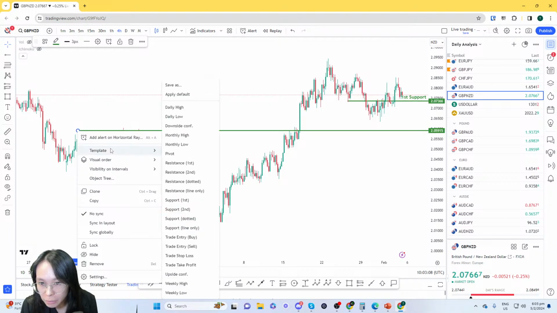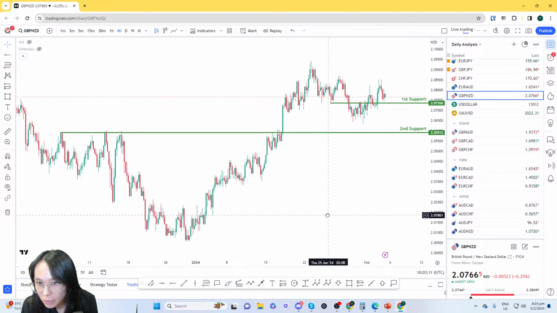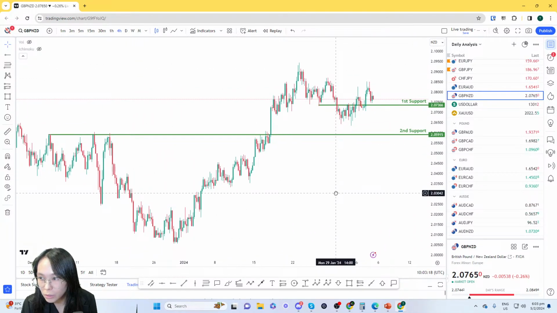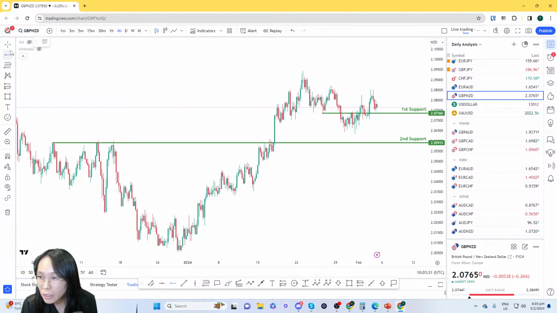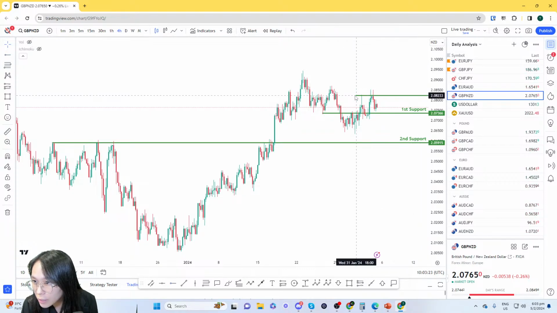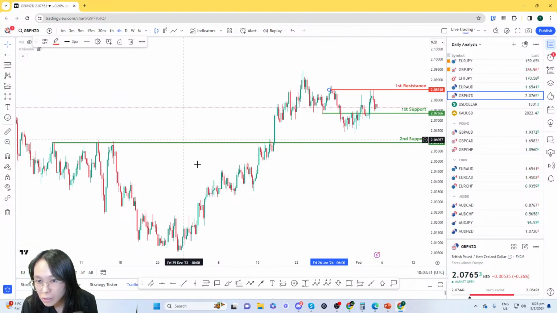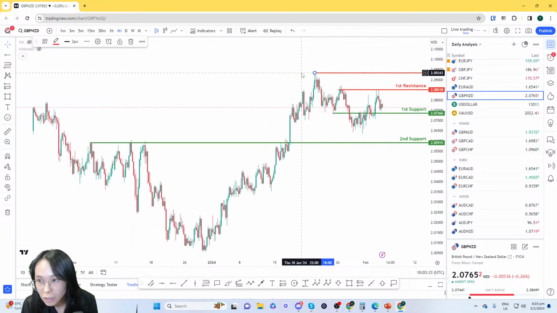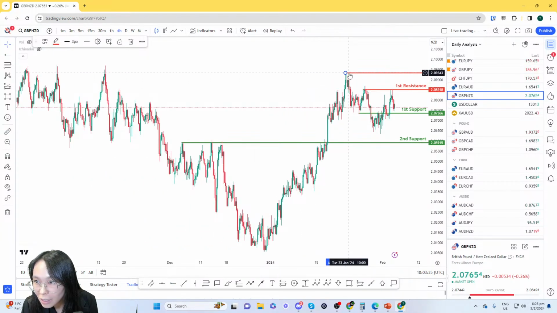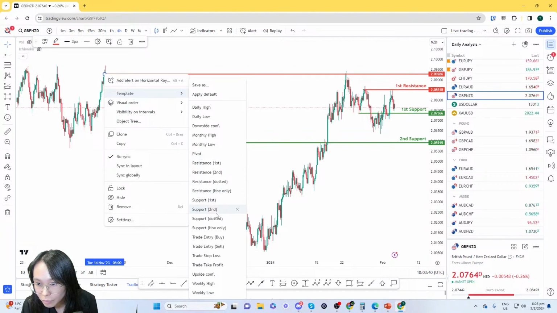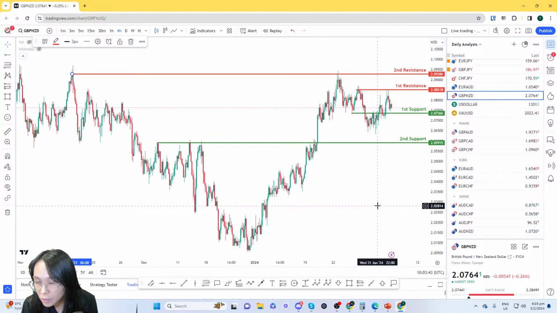Our second support will be here. You can see the price over here pull back and break out, so this will be my second support, followed by the resistance side. This pullback here will be my first resistance, and it's more straightforward. The multi-swing high will be my second resistance.